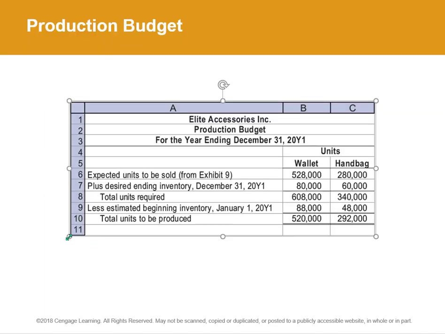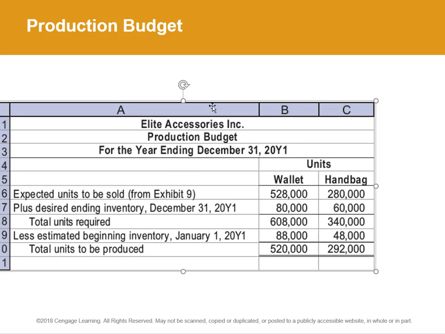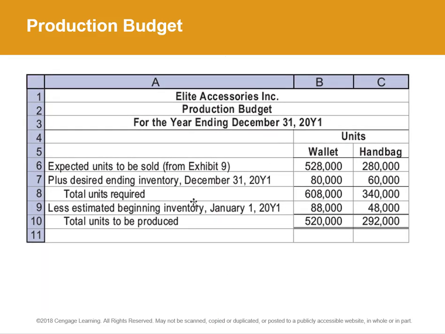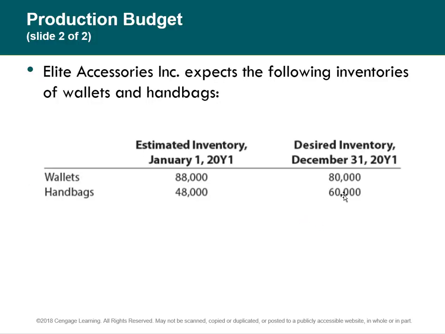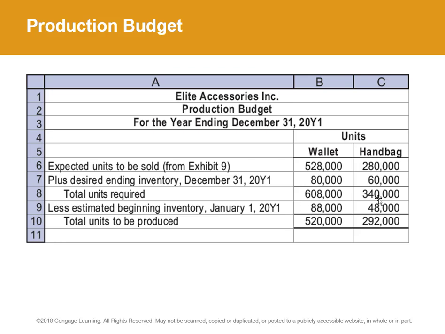And here's the production budget for them. Here's our expected units to be sold. We added the desired ending inventory that was 60 and 80 from here. Take a subtotal. These are units required, less beginning inventory from January 1st. These are units to produce. This is one of the schedules, one of the budgets that you need to be able to prepare, so you need to understand this.